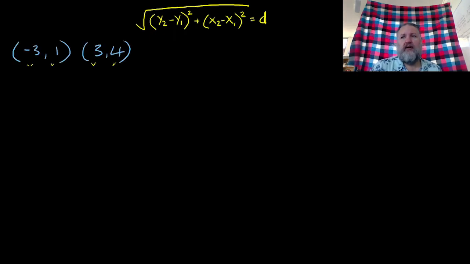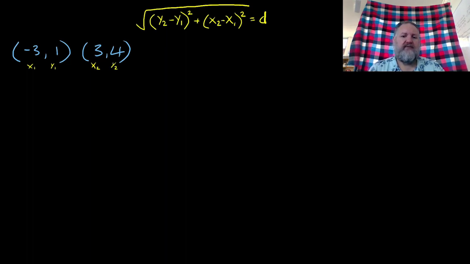Here are our 2 points. I've got my negative 3, 1 and my 3, 4. I do need to give them a label. I'm going to call the first pair x1, y1, the second pair x2, y2. I'm then going to use this formula right here. Just for the sake of argument, I'm going to pretend that this is the formula that I've written down just before I start to work stuff out. I'm going to call that my D.